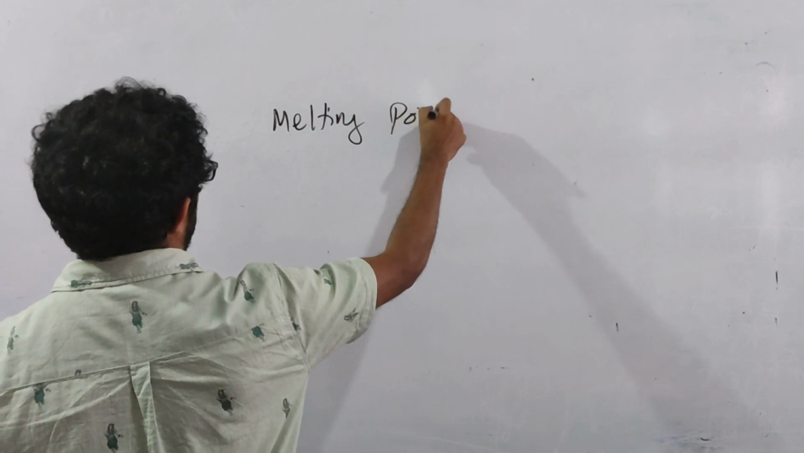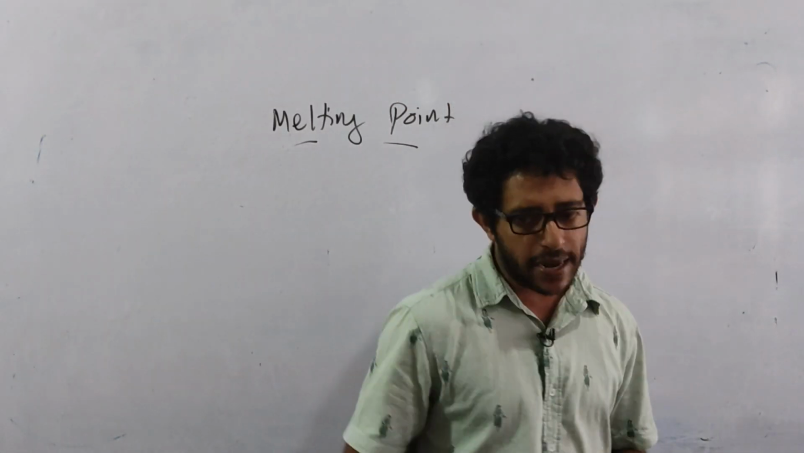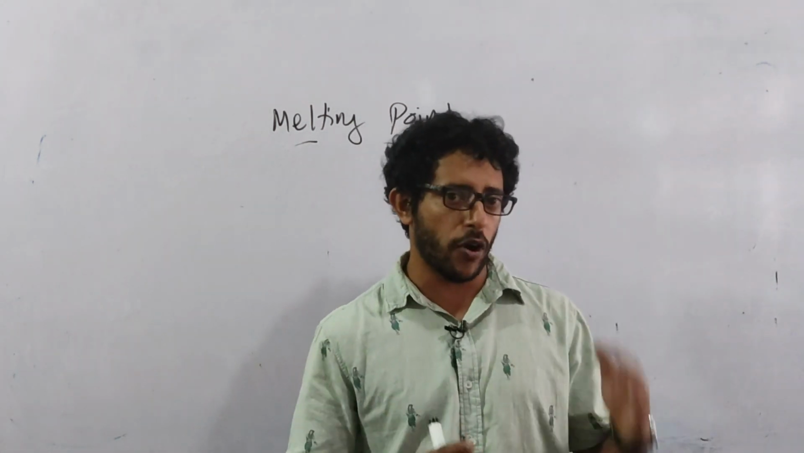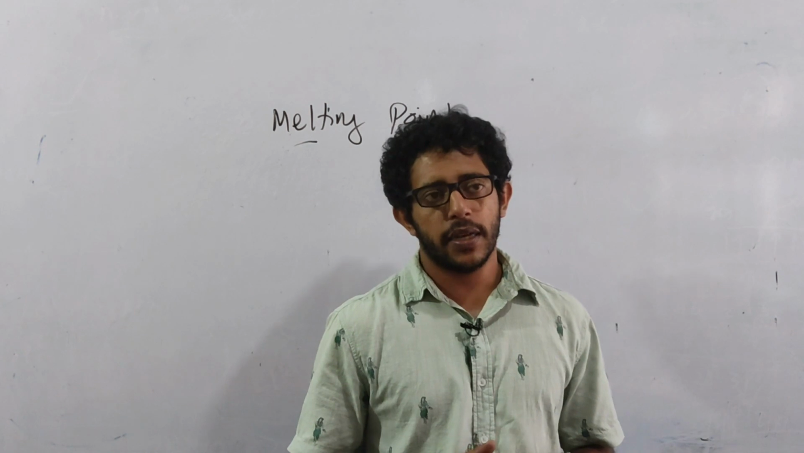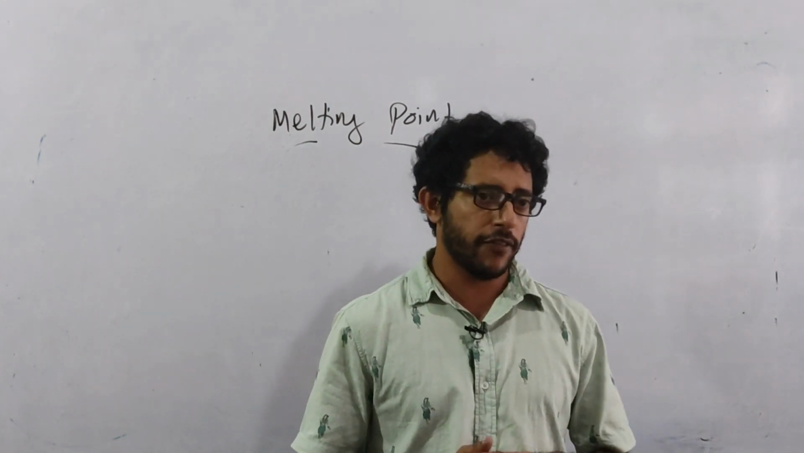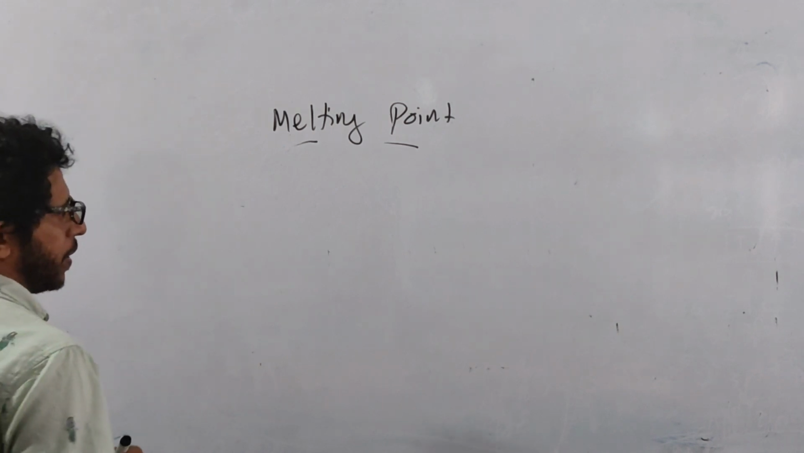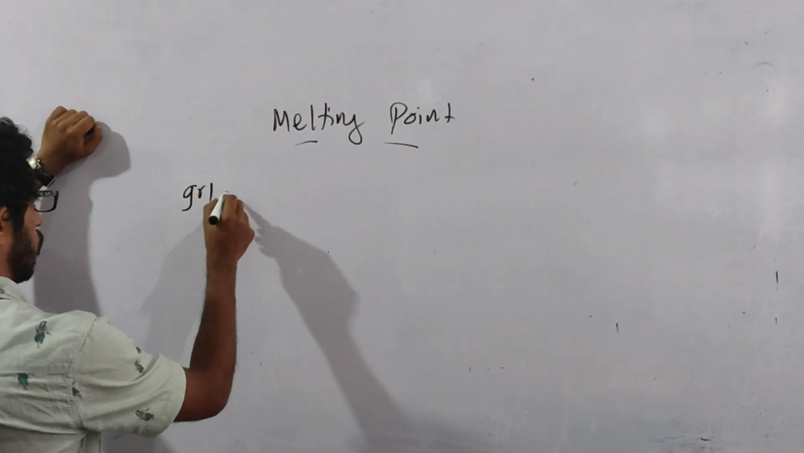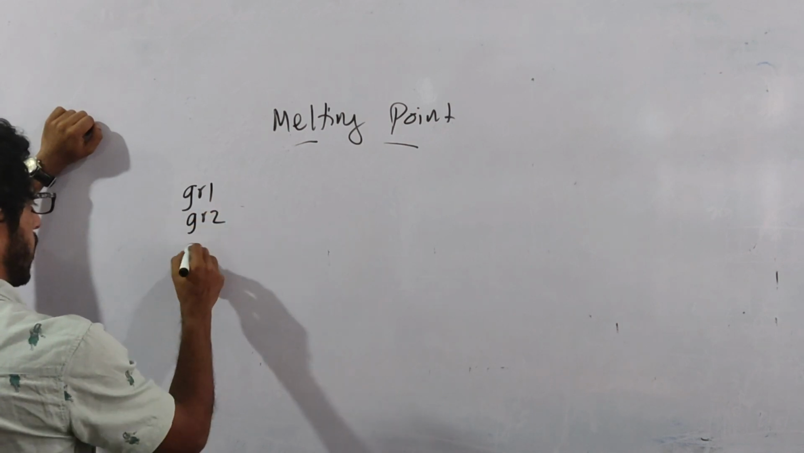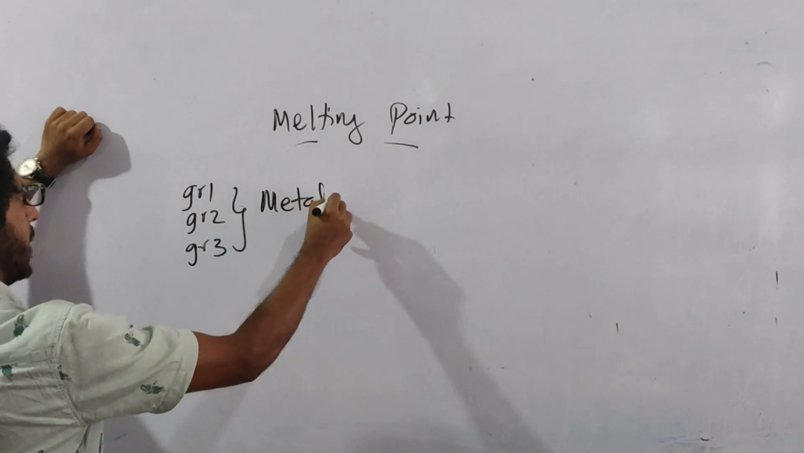How does the melting point of a substance vary? The melting point of an element mainly depends on its structure and bonding. So depending on the structure and bonding, the melting point varies. If we talk about the types of elements in the periodic table group-wise, group 1, group 2 and group 3 are mainly metals, so we say they have metallic bonding.